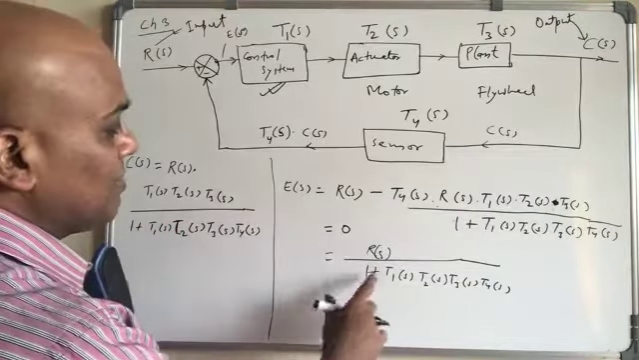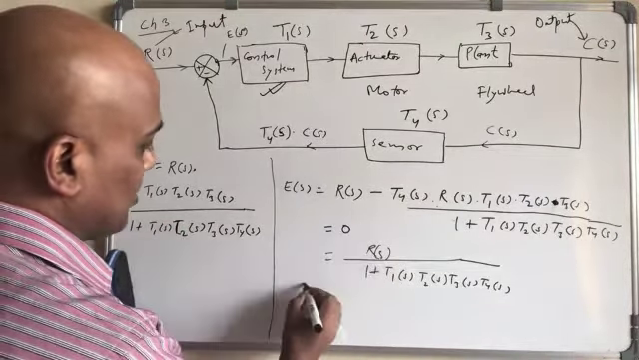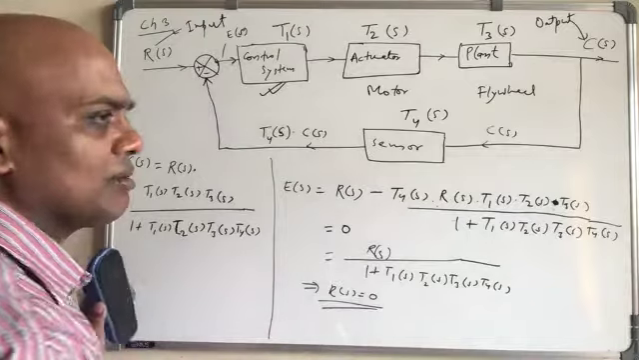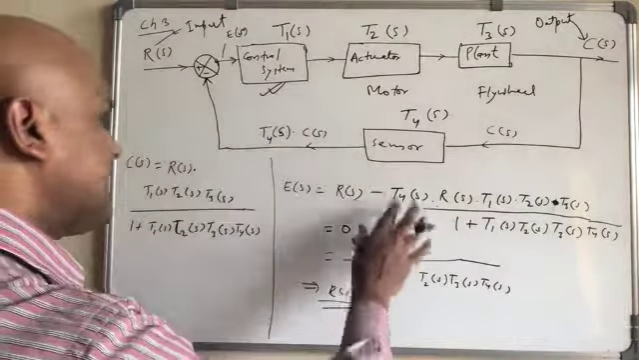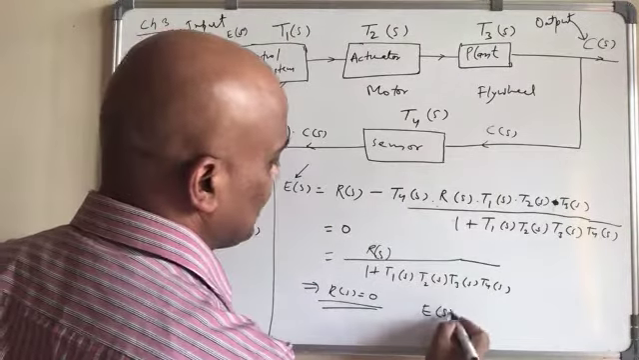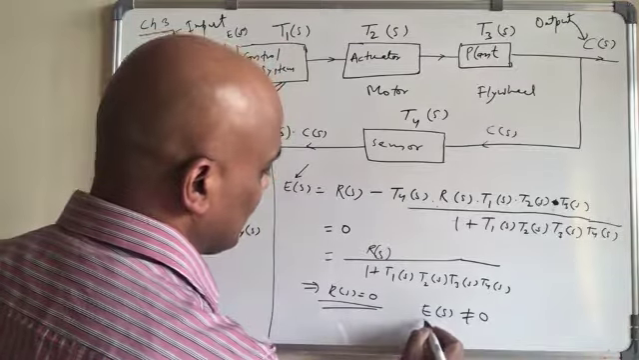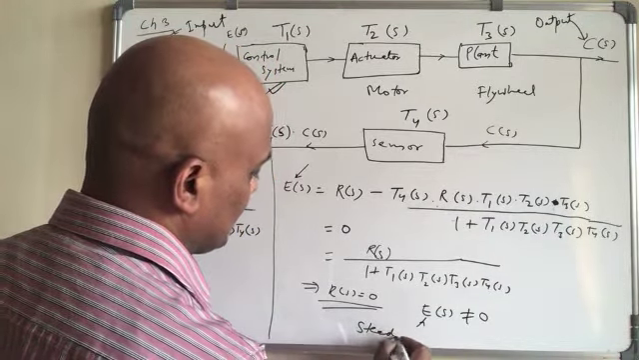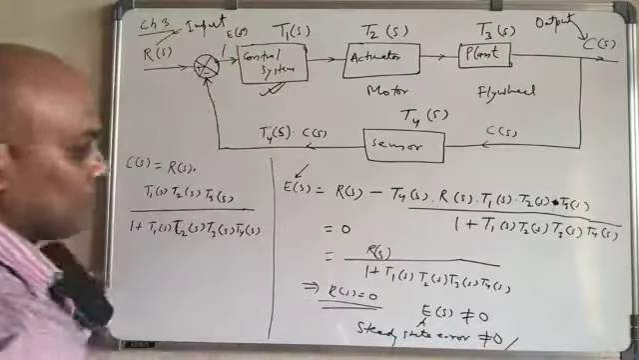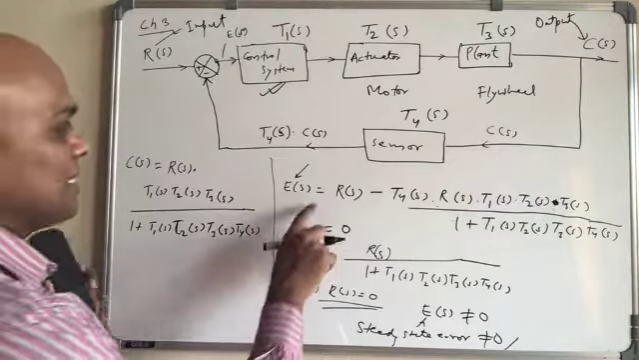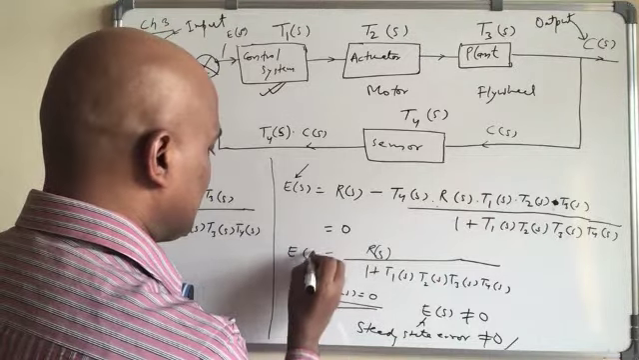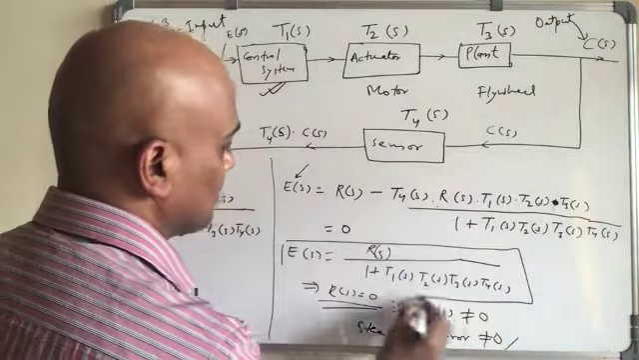So that really means this is possible only when R(s) equals 0, or the input signal is equal to 0. That really tells you the steady state error is not equal to 0. So this is the steady state error, and it is not equal to 0. But in any case, what you have found out here is the error itself. So this one is the error in this case.